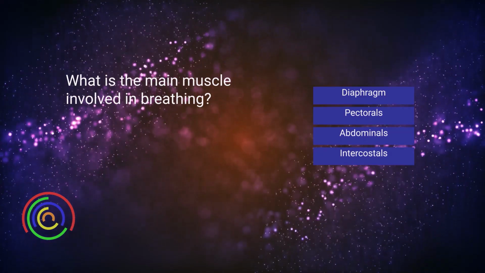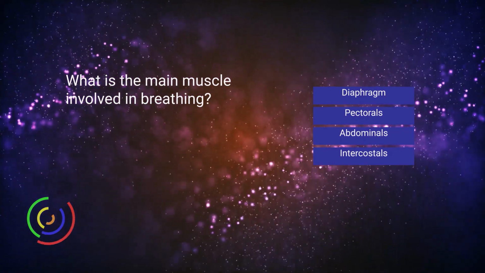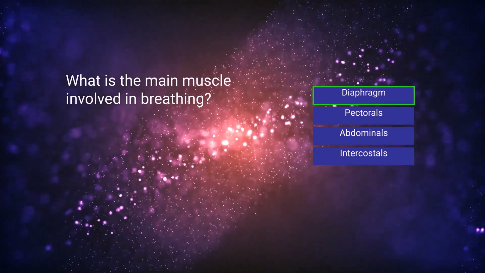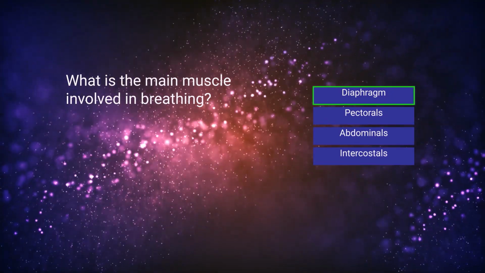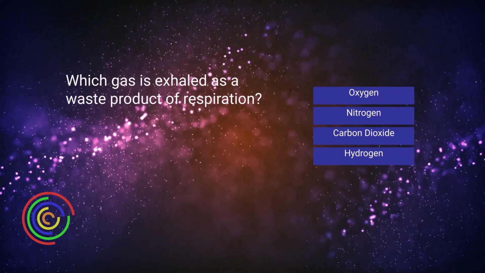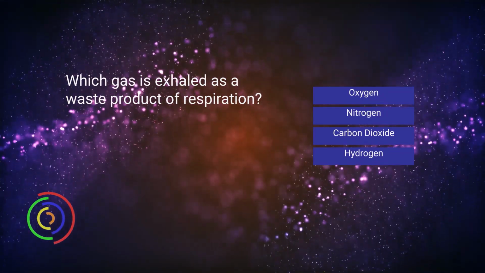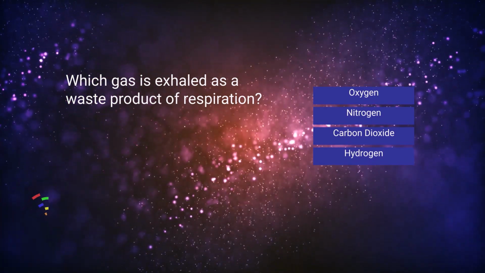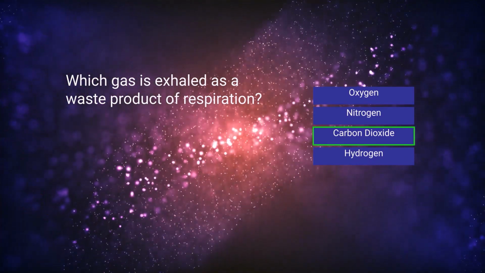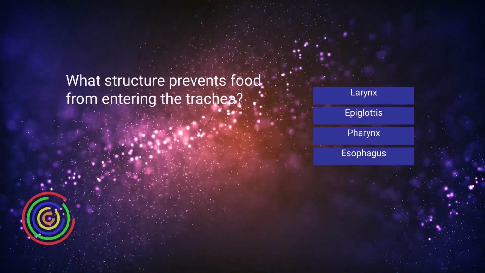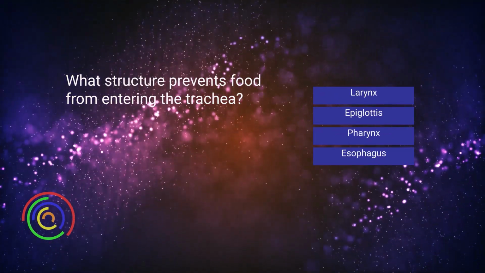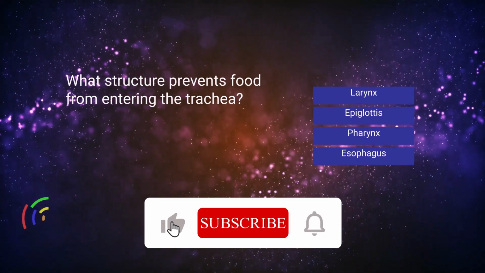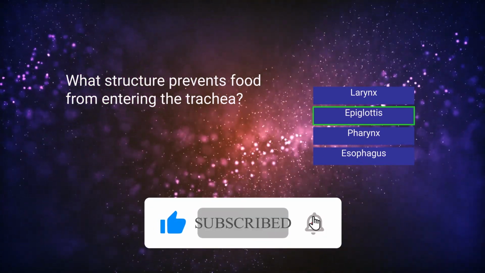What is the main muscle involved in breathing? Diaphragm. Which gas is exhaled as a waste product of respiration? Carbon dioxide. What structure prevents food from entering the trachea? Epiglottis.